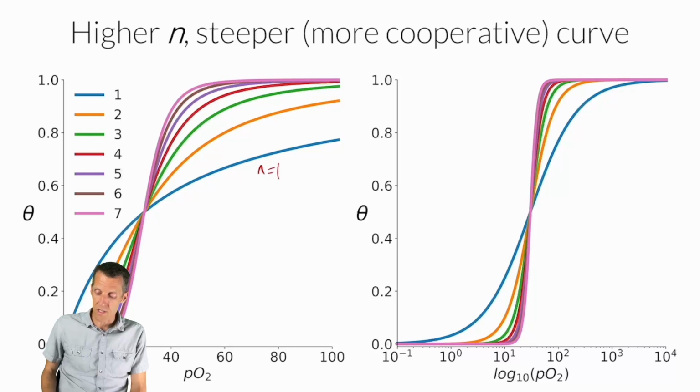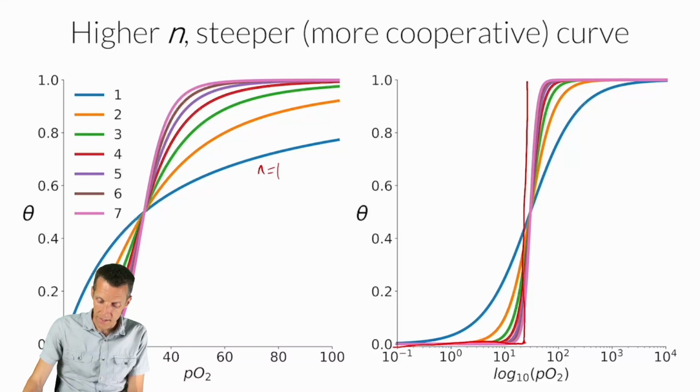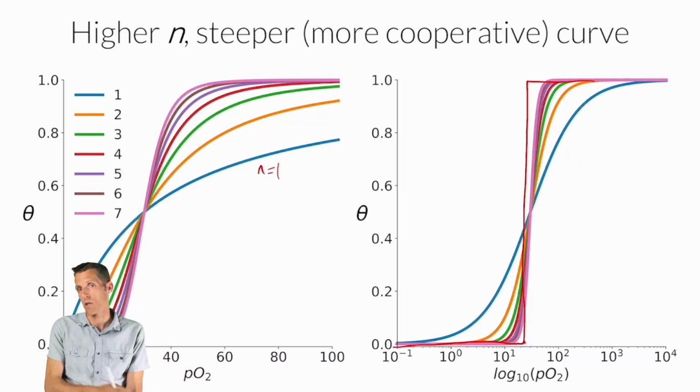and steeper transitions. I think it's actually easier to see on the log plot side, right? So if we look at the log version of this, it gets steeper and steeper, eventually ending up almost as a step function where it's off and then now it's on. It's fully loaded in one quick transition.